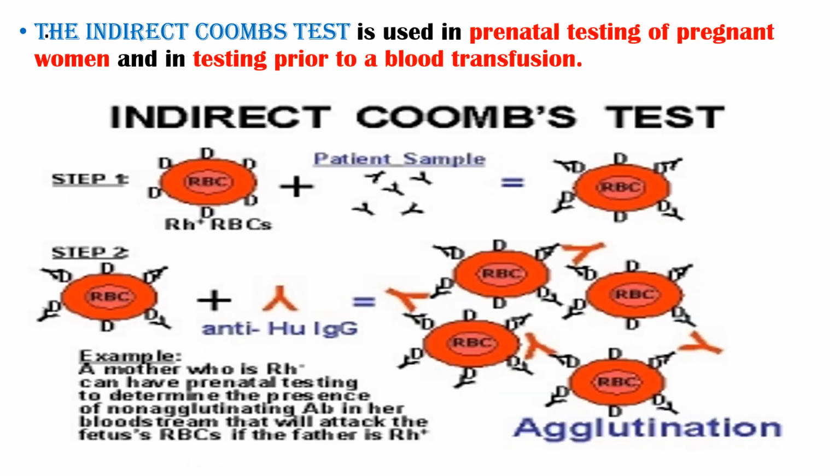The indirect Coombs test is used in prenatal testing of pregnant women and in testing prior to blood transfusion. These are the two scenarios in which the indirect Coombs test is used: in prenatal testing of pregnant women and in testing blood before transfusion. The test detects antibodies against foreign red blood cells.